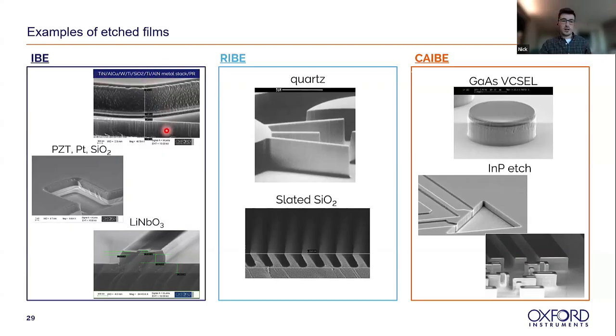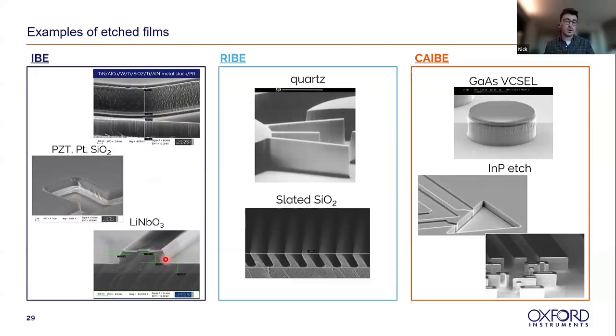Whereas by using ion beam etching, you're able to etch through all of the materials in one shot without having to unload the wafer, do a chamber clean, load the wafer back in, and run a process. So it's really, really useful in that regard. We can see a PZT platinum silicon oxide stack and also a lithium niobate stack as well.